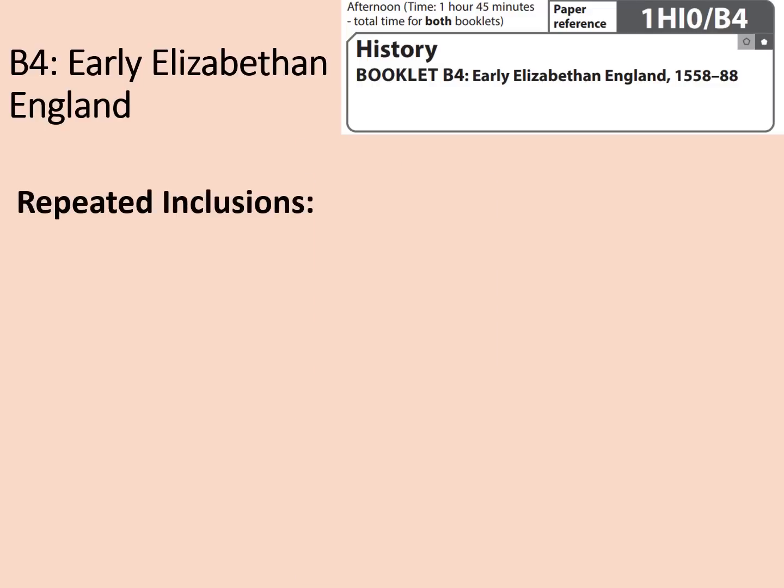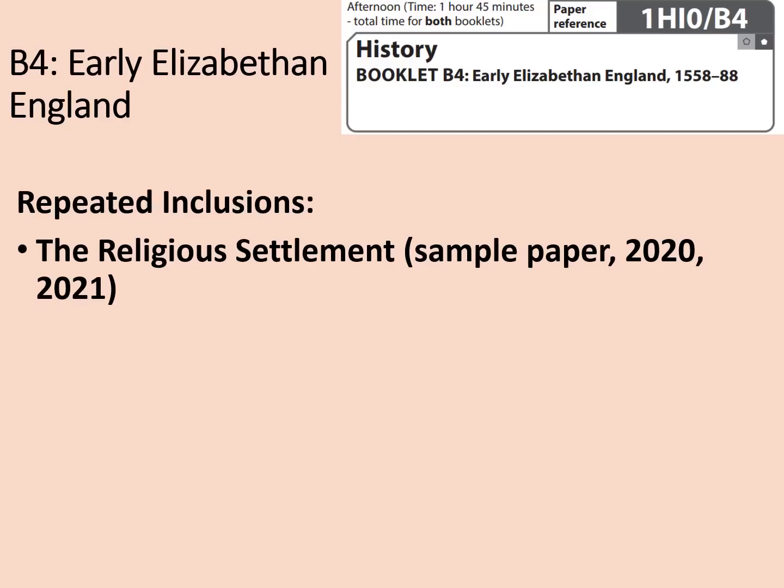In terms of the repeated inclusions, things that have appeared at least 3 times, we've got the religious settlement. This is Elizabeth's compromise between Catholics and Protestants early in her reign. That's appeared on the sample paper, the 2020 exam and the 2021 exam. Although that's multiple times, very few people sat the exam in 2020, so maybe this is one that is due to be repeated. I'm not sure.